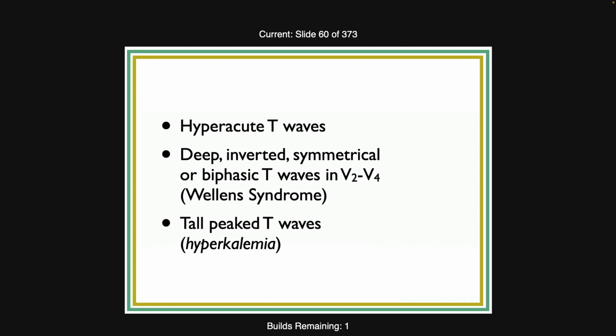Okay, any questions about hyperacute Ts? Because we're moving on to our next problematic T wave change. Now we're going to something called Wellens syndrome, which is not terribly common, but on the other hand is easy to see and it's useful. What Wellens syndrome is, and we're going to see a whole bunch of different examples, is deep inverted symmetrical or biphasic T waves only in V2 through V4, okay?